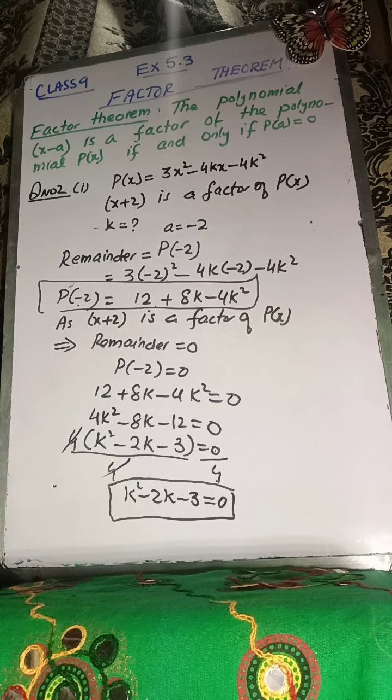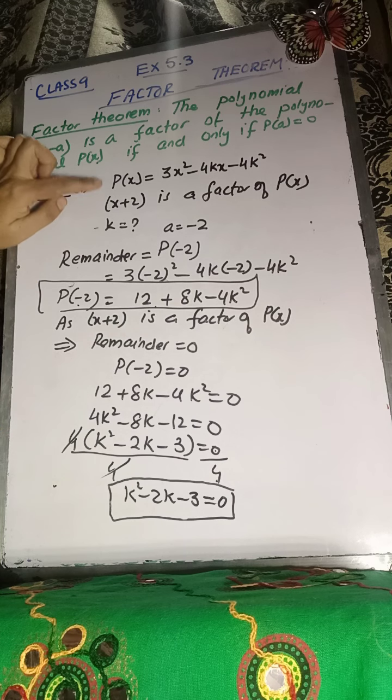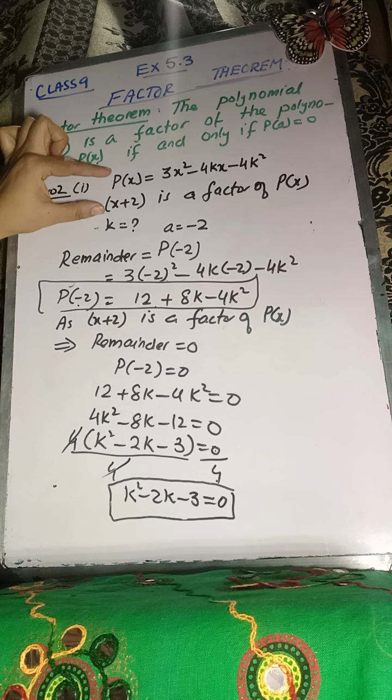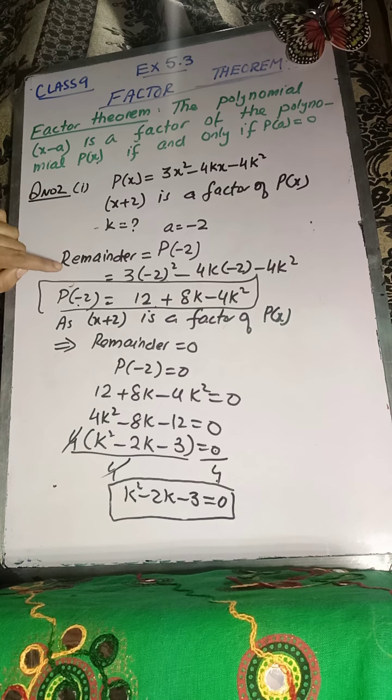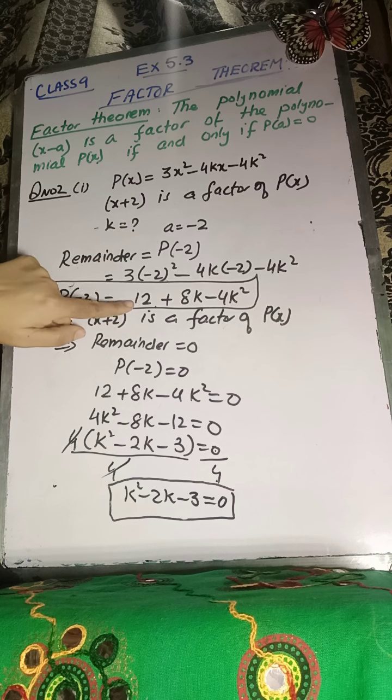So the only step remaining is the solution of this equation, k square minus 2k minus 3. The question was that x plus 2 is a factor of this polynomial. It was given to us and we had to find k. Now we know that when this polynomial is divided by x plus 2, then the remainder, by the remainder theorem, should be equal to p of negative 2. So we found p of negative 2.